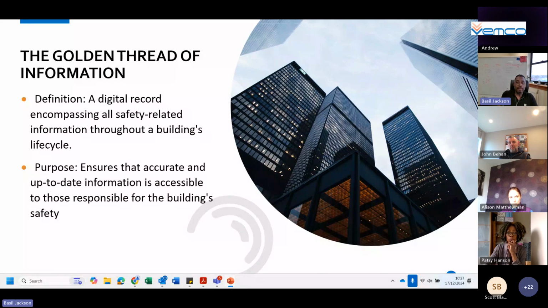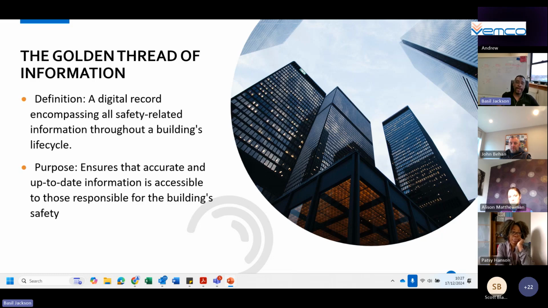Golden thread. Now, this is that digital record that I was telling you about of a whole load of documents that are related specifically to your building. And they should be kept for the entire life of your building. I'm talking about your fire risk assessments and your fire strategy, the plans for each floor of your building, your structural engineer's report, your fire engineer's external wall assessment, etc., and a whole range of others.